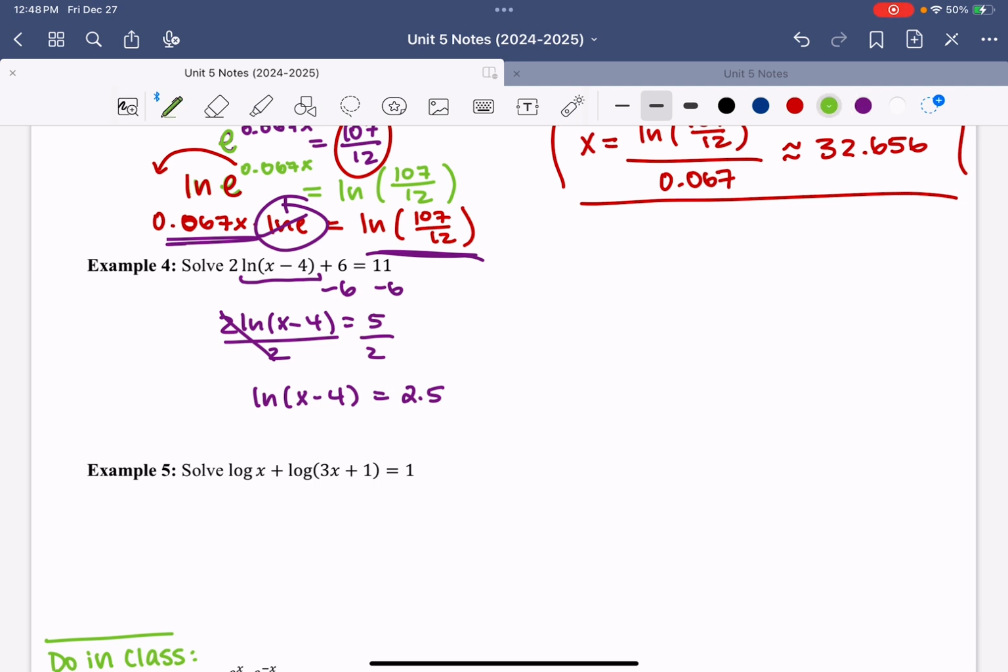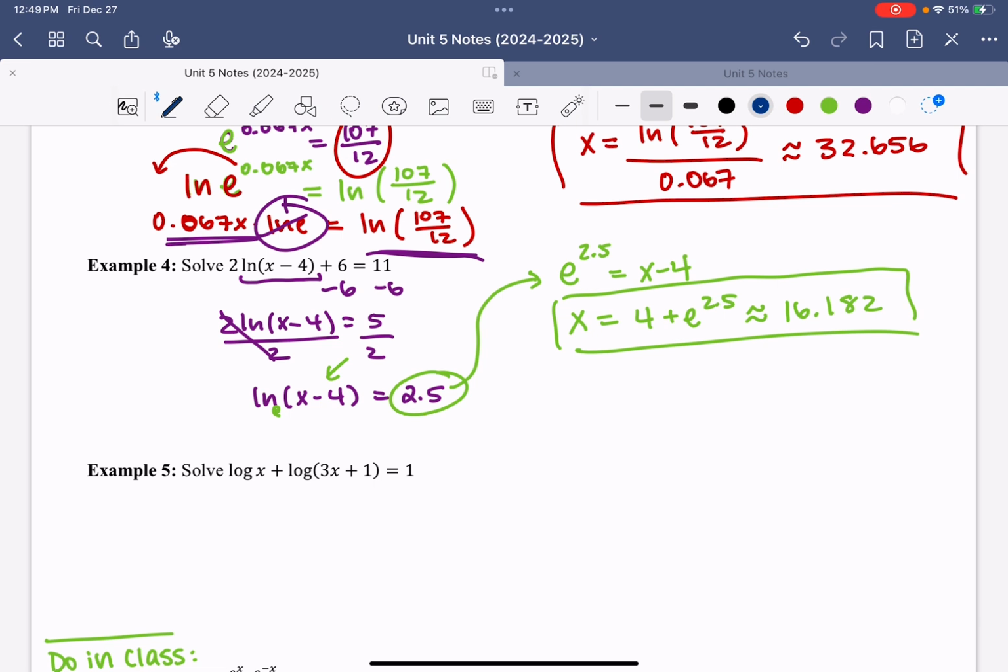Okay, in this case now, there are two different ways that we can do this. Let's talk about the first one. Let's convert it into its exponential form. The base of this logarithm is e, so I'm going to have e to the 2.5 equal to the argument, x minus 4. That just means I need to add 4 to both sides, so x is equal to 4 plus e to the 2.5 power, or its decimal approximation is 16.182.